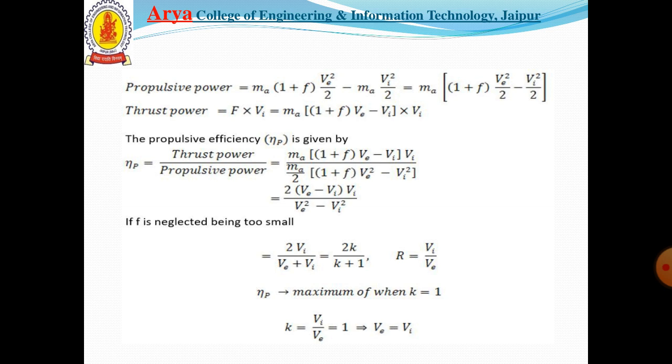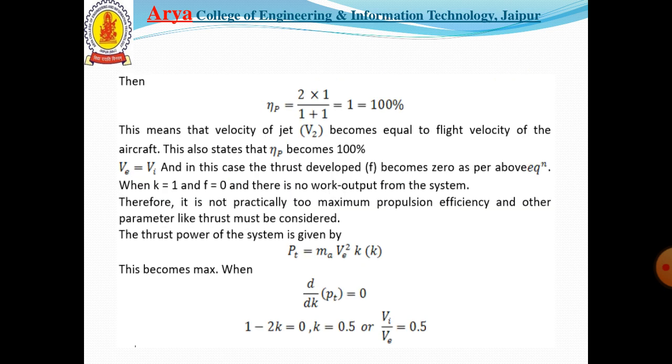Now, eta P will be the maximum when k has the value 1, that is Vi upon Ve equal to 1, or Ve equal to Vi. Then the propulsive efficiency equals 2 into 1 upon (1 plus 1), that is equal to 1, or we can say 100%. This means that the velocity of the jet Ve becomes equal to the flight velocity of the aircraft. This also states that eta P becomes 100%.